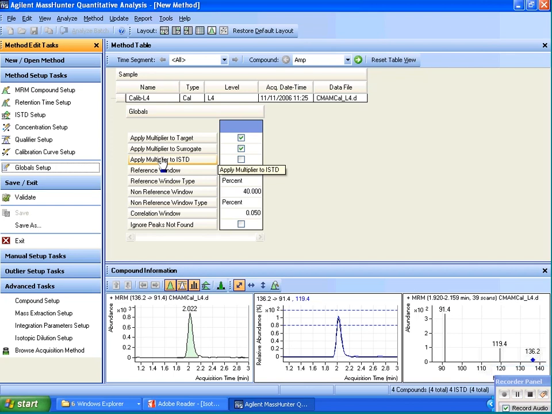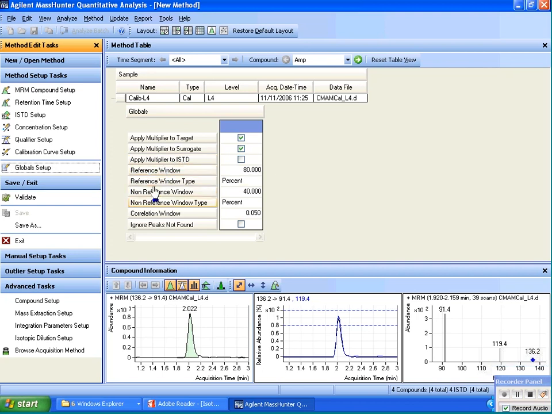The multiplier also can be affecting the ISTD. In normal situations, the ISTD concentration is the same across all the samples, but if, perchance, it has not ended up that way for you, you potentially can adjust the multiplier to affect the ISTD concentration.